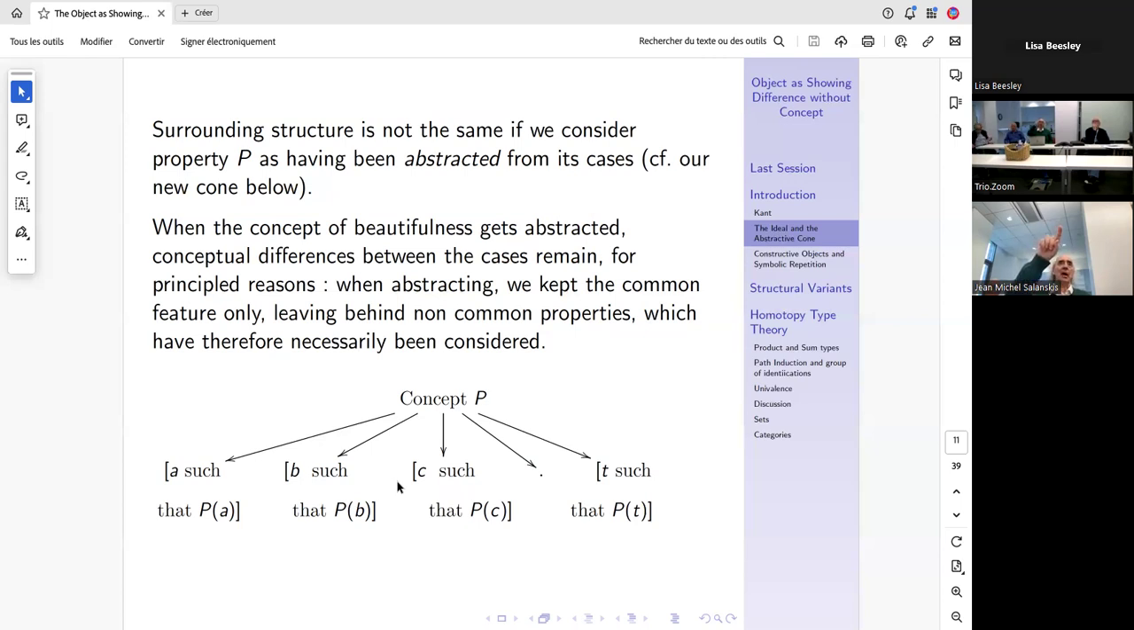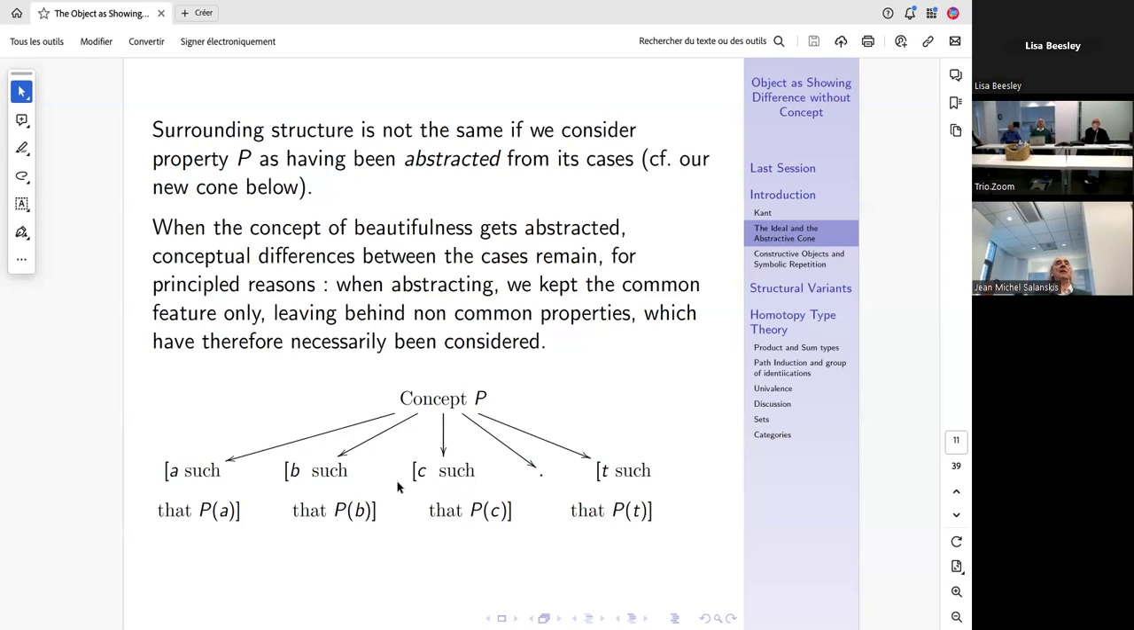So you could try to tell the same story by presenting not the cone of the idea, but the cone of the concept. And here it's the cone of abstraction. You are telling the same story. You have beautiful things, A, B, C, and T. And you abstract the concept of beauty. And how do you abstract it? You abstract it as the common feature to all the things that you listed below.